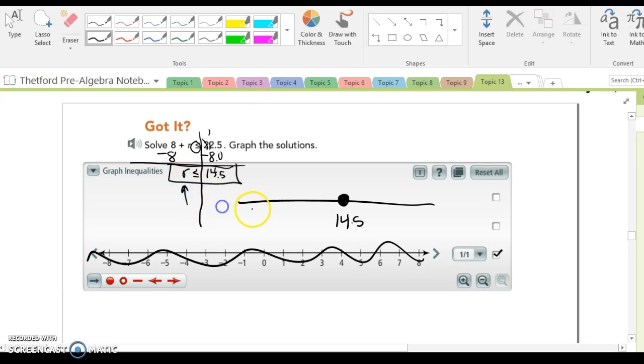And if our letter is on the left-hand side, then our inequality points in the direction that our graph needs to go. So it's going to go to the left.